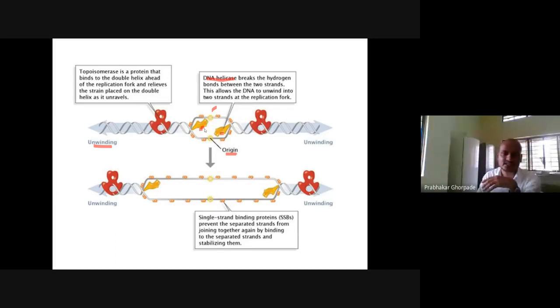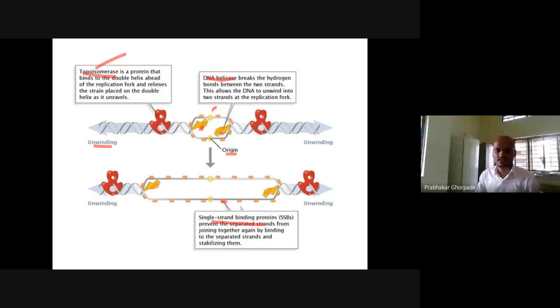So this strand and this strand are getting separated, and this topoisomerase enzyme is there, which is a protein that binds to the double helix ahead of the replication fork and reduces the strain on the double helix. We already discussed that at the back end torsion is happening, and we want to remove that torsion. That is why we have this topoisomerase, and the single-stranded binding protein.